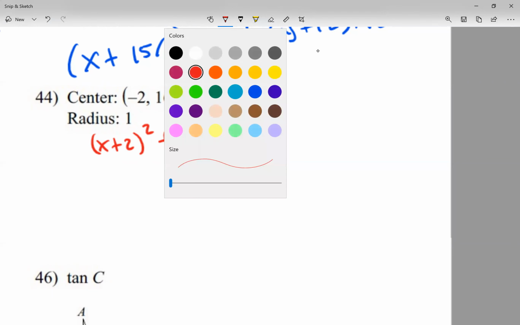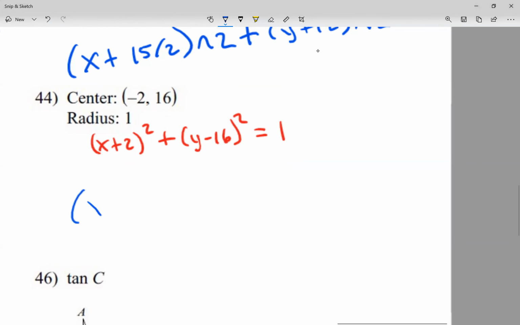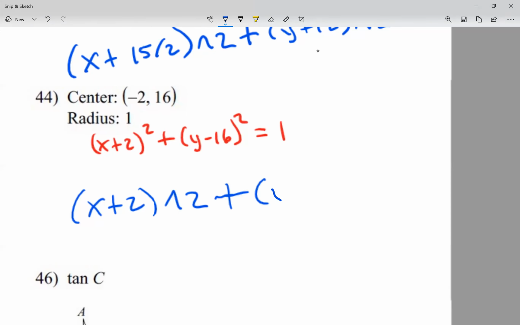The way I'm going to type this will be, open parentheses, x plus 2, close parentheses, to the second power, plus, open parentheses, y minus 16, to the second power, and this is equal to 1. A couple things. Don't forget to close your parentheses on each of them. Don't forget that each parentheses goes to the second power. And another thing, don't forget the plus sign in between your parentheses.